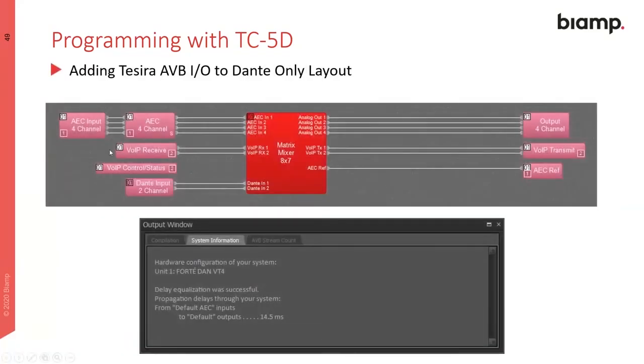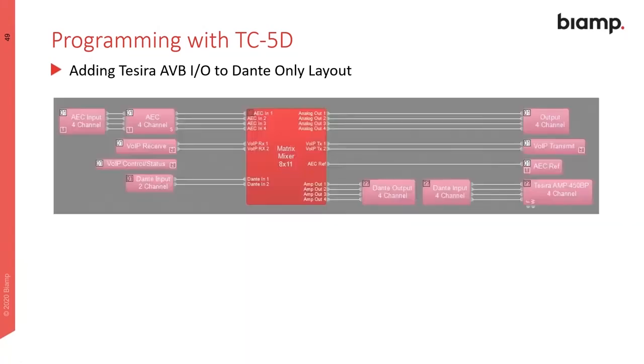Or if you have this layout, let's say you have a Dante system, we don't have an AVB amplifier. Simply, once you hit compile, the output window will indicate that you need in this system a Tesira Forte DAN VT4. If I want to connect an AVB amplifier, let's say that we have a nice room with a VT4, but it does not have an amplifier, I will add an amplifier, and also I need a Dante input.